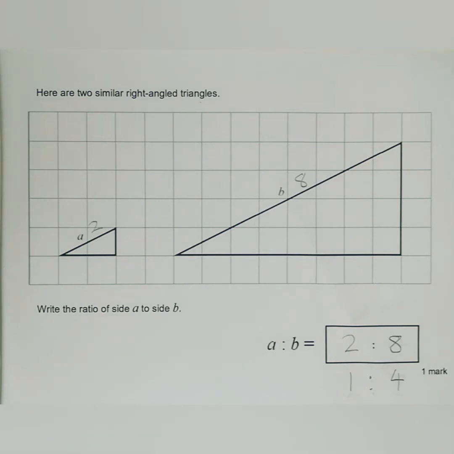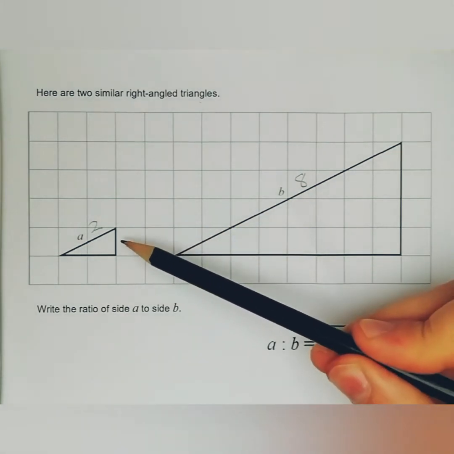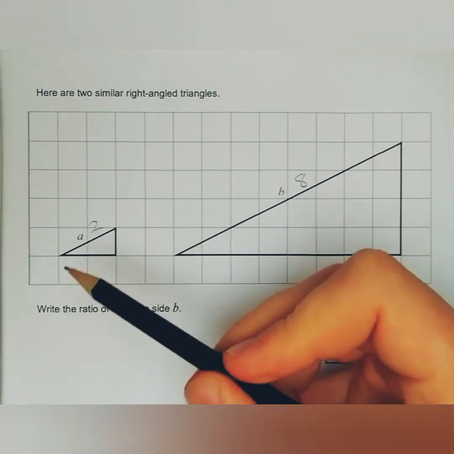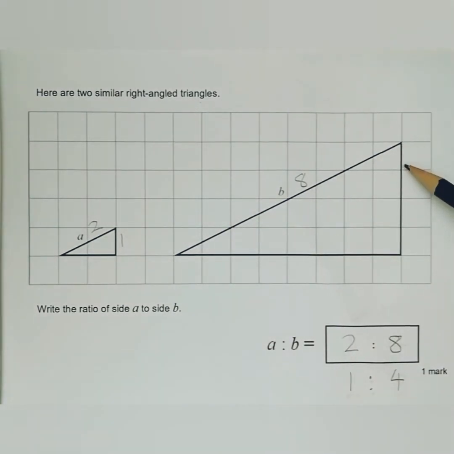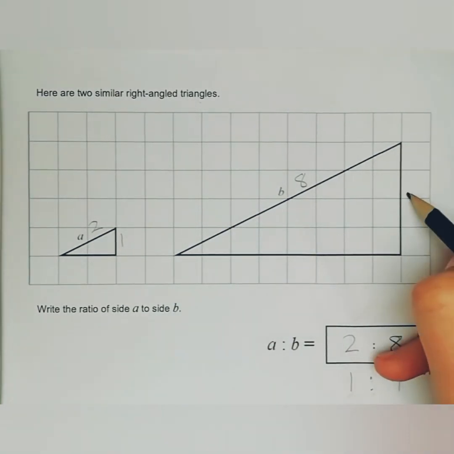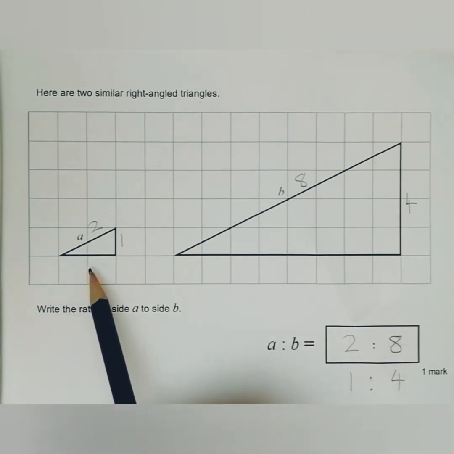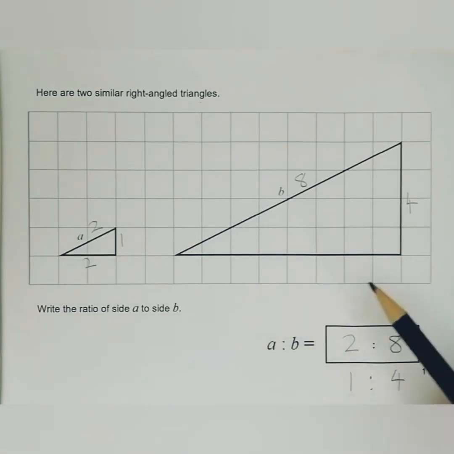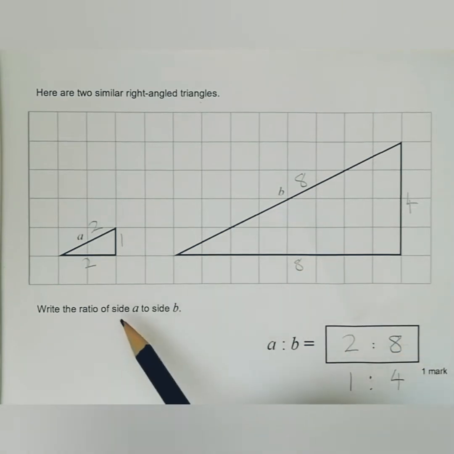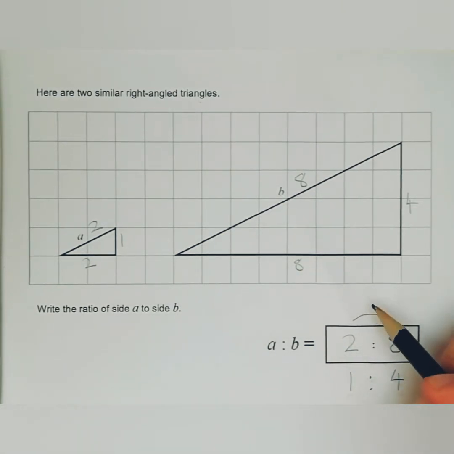Interestingly, if I had looked at a different side of the triangle, I could still get a correct answer. So for example, on this one is 1 long. But in this one it's 1, 2, 3, 4. So again, I could write that as 1 to 4. Or in this example at the bottom, it's 2 along the bottom, and it's 8 along the bottom here, 2 to 8. 2 to 8 and 1 to 4 are equivalent ratios because in each case, you've multiplied the first value by 4.